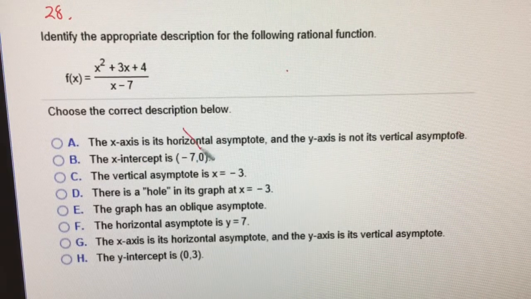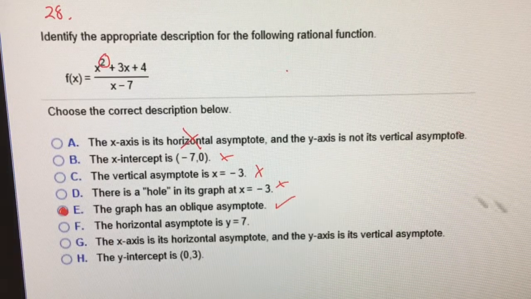There is no horizontal asymptote because the degree of the top is bigger than the degree of the bottom. X-intercept, no. Vertical asymptote, no. A hole at 3, no. Oblique asymptote, yes, it has an oblique asymptote. I think that might be the only answer. And that is it. It is choice E. The reason it has an oblique asymptote is because the degree of the top is bigger than the degree of the bottom.